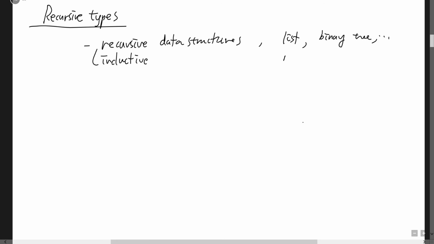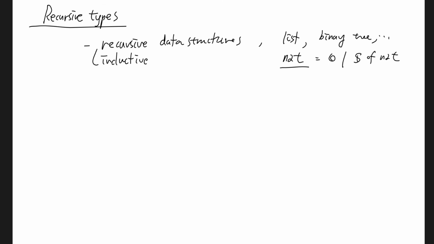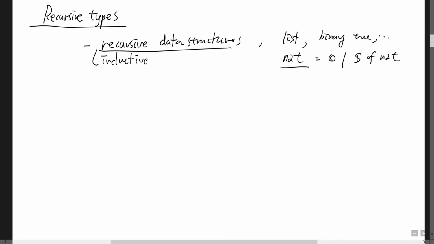We can even think of natural numbers as recursive data structures because you can define a natural number inductively as either 0 or successor of a natural number. So in any case, the type system that we developed so far does not have any type construct for expressing recursive data structures. So in this lecture, we'd like to extend the language for the type system so that we can express recursive types directly. So here is an example.